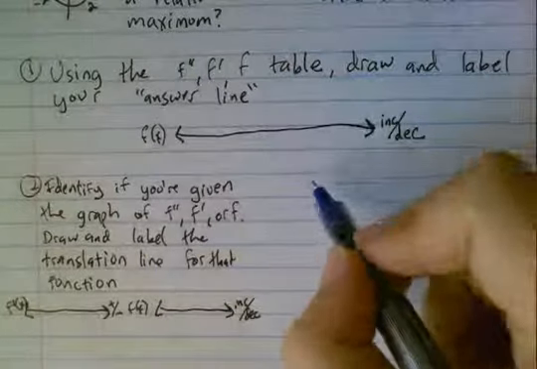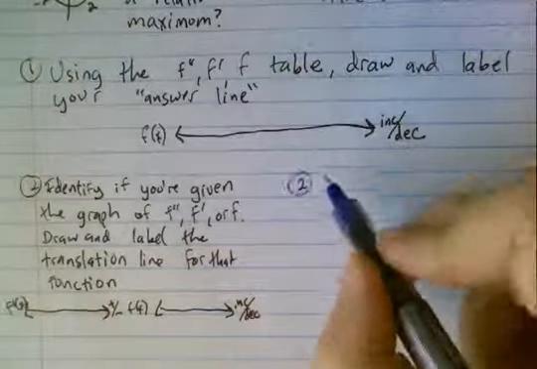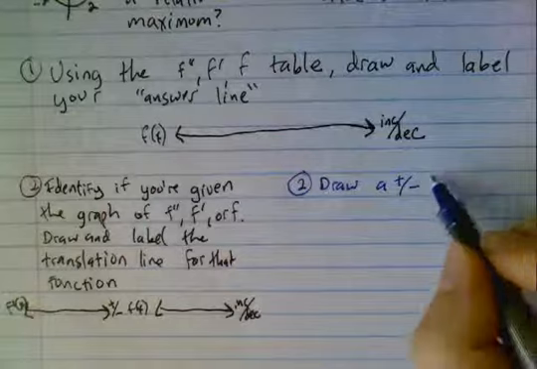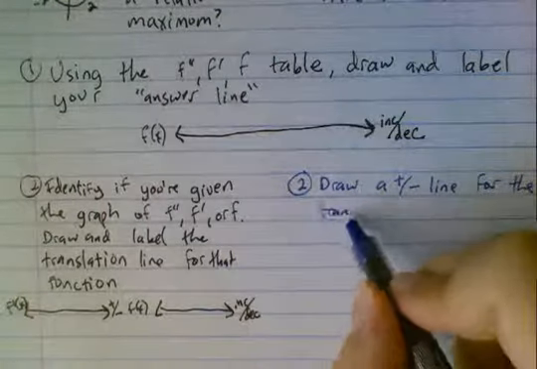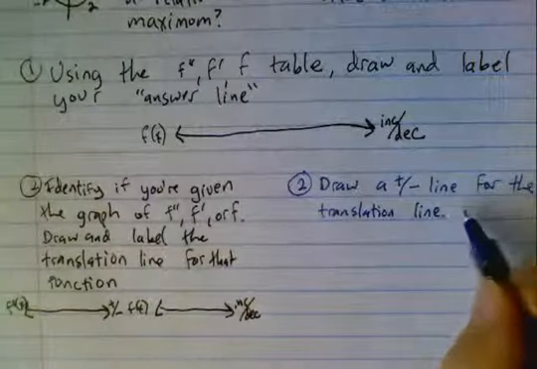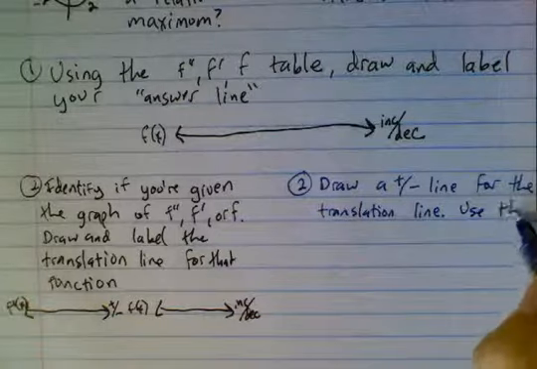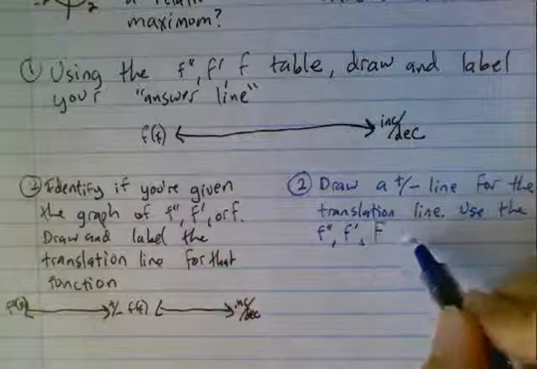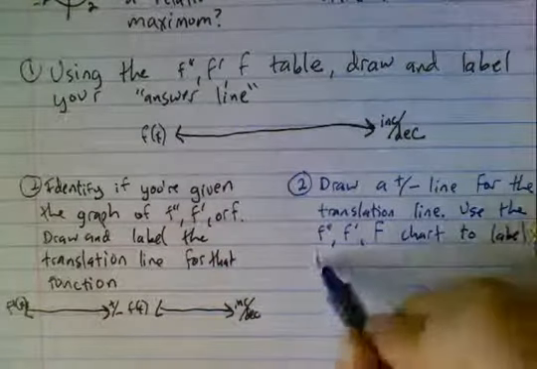What's different about the equations is that we're still going to end up in the same place, but we're going to come by it by a different route. We're always going to draw a plus minus line for the translation line. Use the f double prime, f chart to label the function.